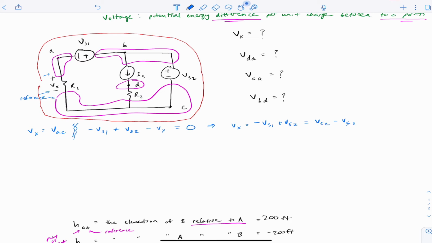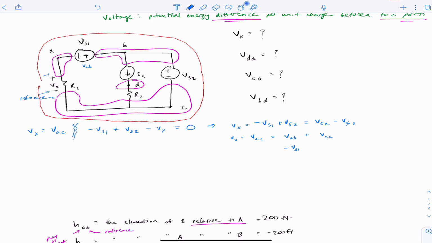Another way to look at that is, again, just using these relative heights. So we'll put here Vx equal to VAC, and we could add VAB and then add VBC. Well, we know VAB because of this voltage source. As we go from A to B, we rise Vs1, or another way to say it is we drop negative Vs1. So the voltage drop from A to B is negative Vs1.